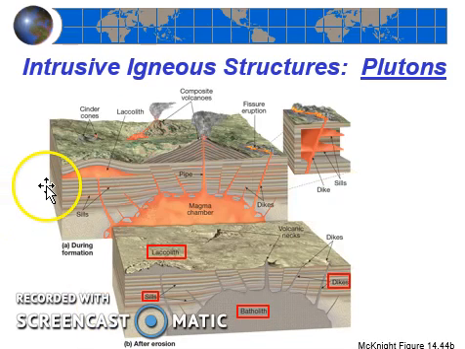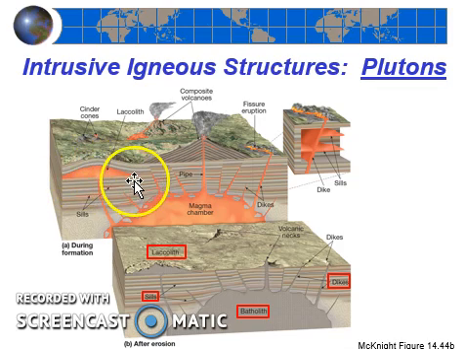Perhaps we can see that better on this slide here, where we see the magma has come up and it's just pushed up the sedimentary layers. And as that cools and crystallizes, it's going to create a laccolith, which again we will never see unless erosion removes all the overlying material.